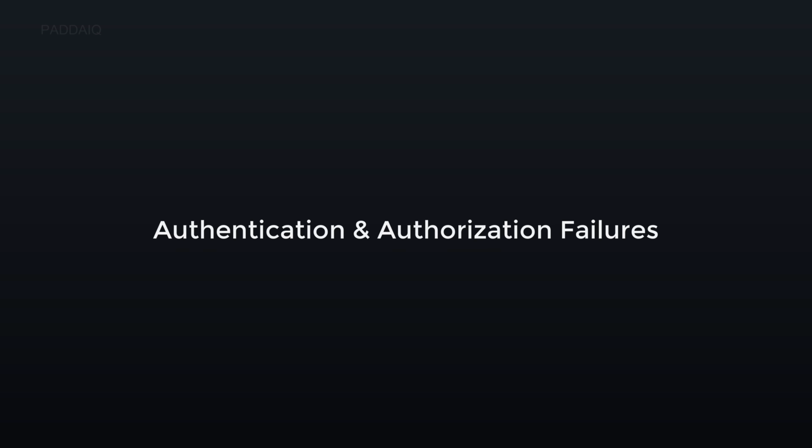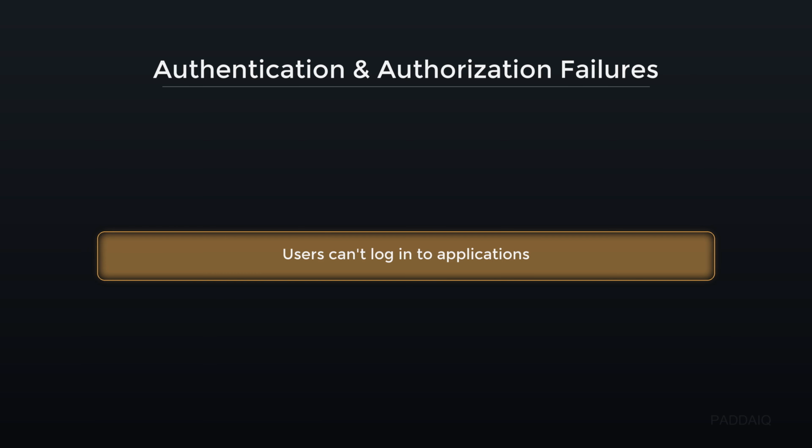Authentication and authorization failures. Users cannot log into applications. This means their credentials or permissions aren't correctly configured in the system. For example, a user's password might be correct, but a missing role assignment blocks their access. Properly setting up identity and access management resolves this common issue.